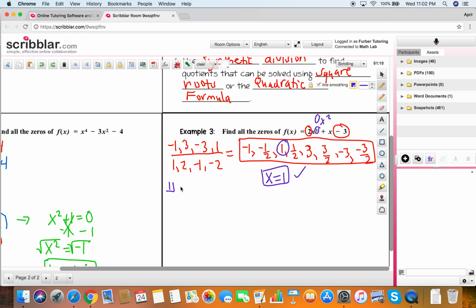So I'm going to need to put a 0. So 2, 0, 1, and -3. I'm going to add down. It's a 2. 1 times 2 is 2. Add down. That's a 2. 1 times 2 is 2. Add down. That's a 3. 1 times 3 is 3.